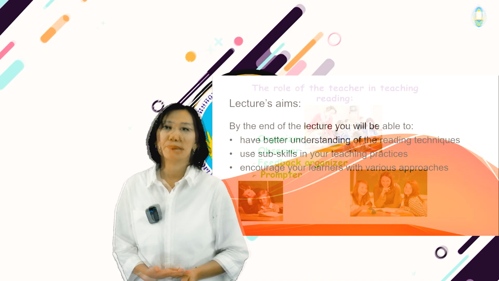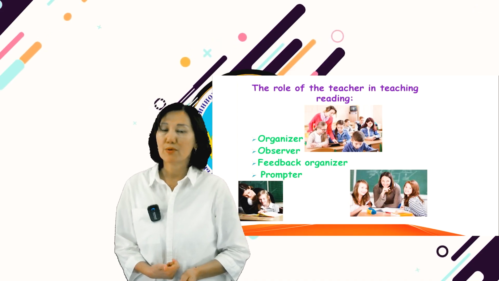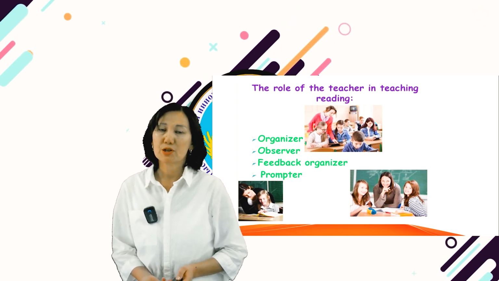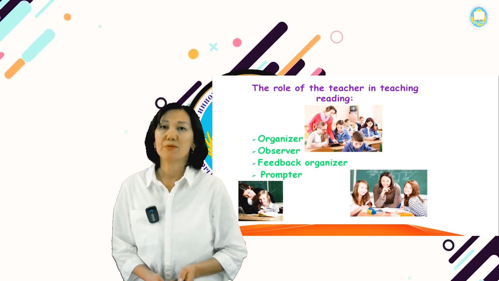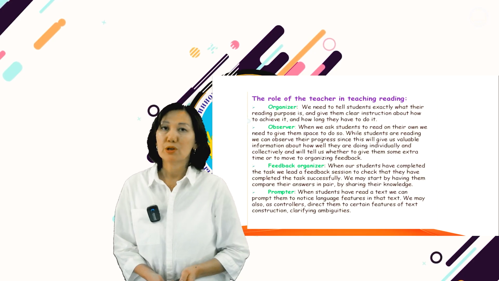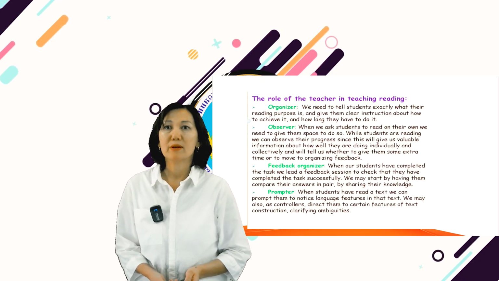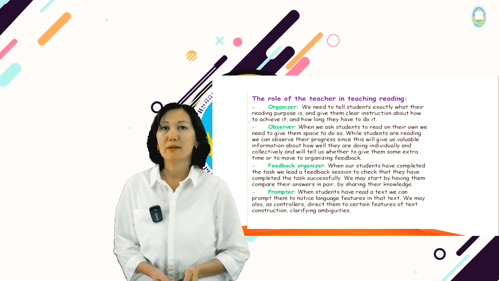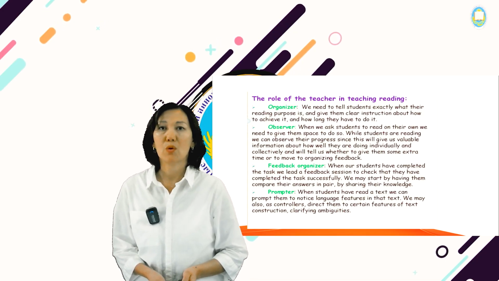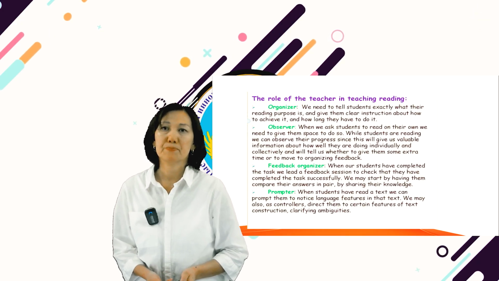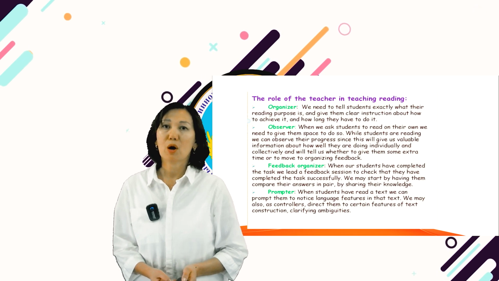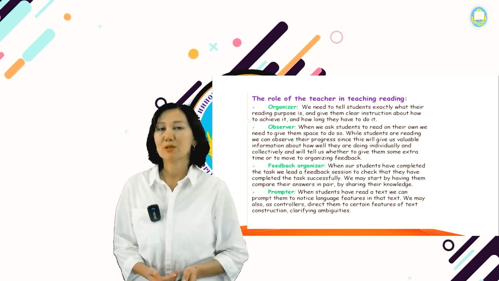So what is the role of the teacher in teaching reading? So the teacher should be organizer, observer, feedback organizer, and a prompter. So organizer, we need to tell students exactly what their reading purpose is and give them clear instruction about how to achieve it and how long they have to do it. So observer, when we ask students to read on their own, we need to give them space to do so.